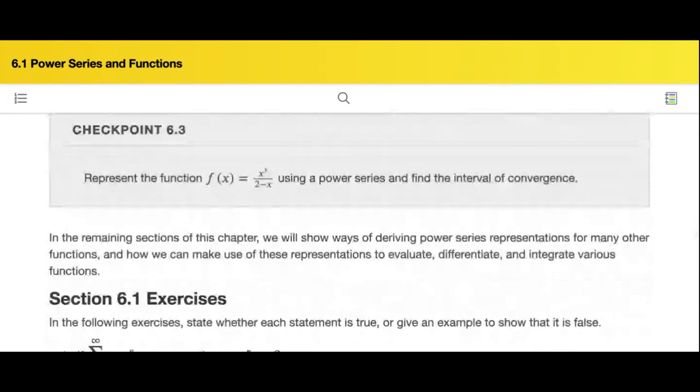Okay, everyone try 6.3. All right, this one is a little tricky because you see x cubed, the 2 minus x. All right, let's try this one. Let's get some water. Just remember to manufacture A and manufacture R, okay?